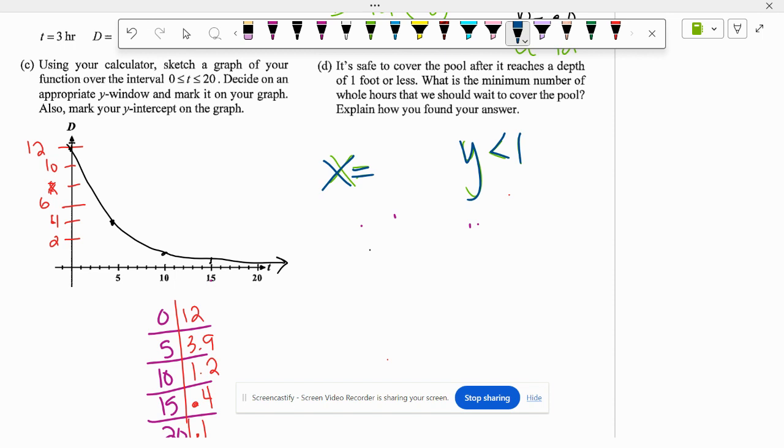Say that. Yeah, at 12 hours, because at 11 hours, it's like 1.04, isn't it? Or something like that. Okay, so it's 1.03. That's not under 1 foot. So you have to let it drain for at least 12 hours to get under a foot. That's a good question because now it's asking you for the input. You have to look at the output and find the correct input. Does that make sense? It's the reverse of what you're doing typically.